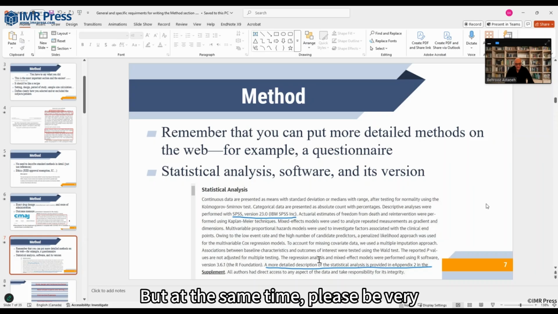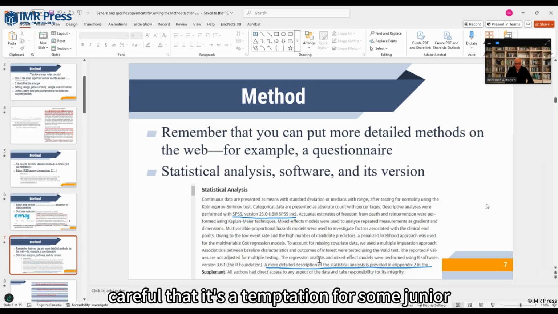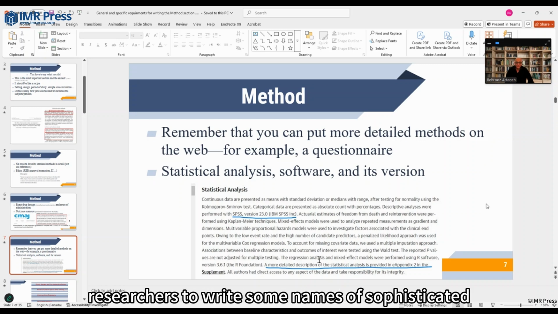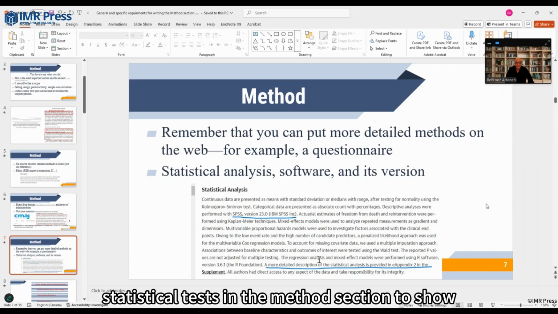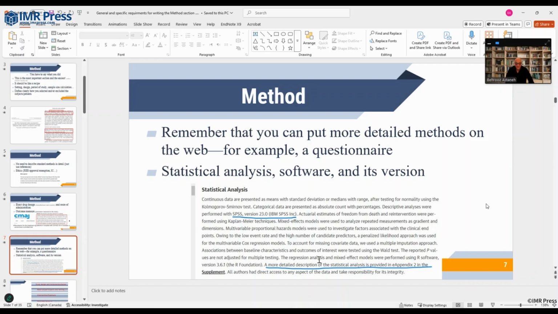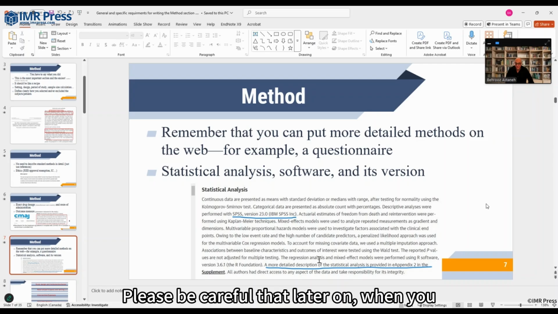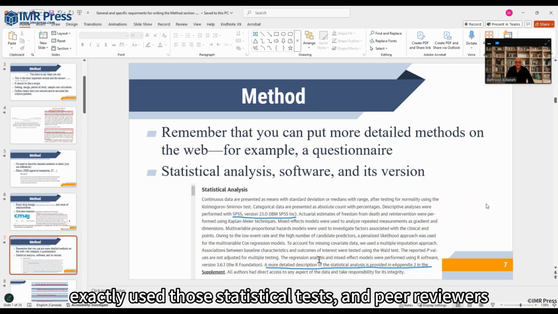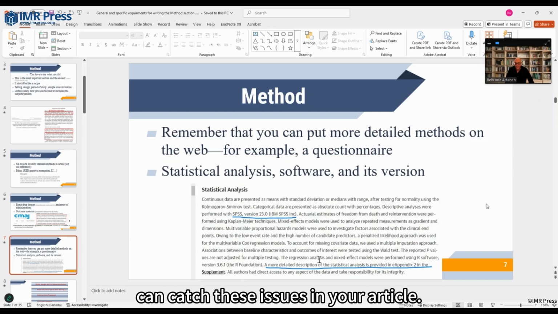But at the same time, please be very careful that it's a temptation for some junior researchers to write some names of sophisticated statistical tests in the method section to show that they have done a very sophisticated analysis. Please be careful that later on, when you are going to write the results section of your article, you need to mention how you exactly use those statistical tests, and peer reviewers can catch these issues in your article.